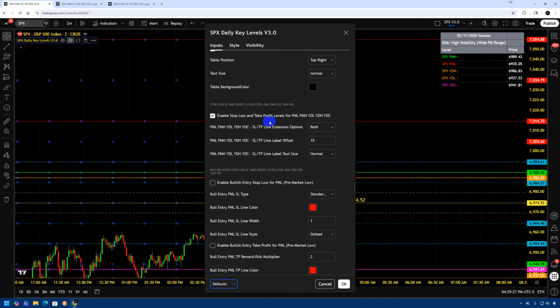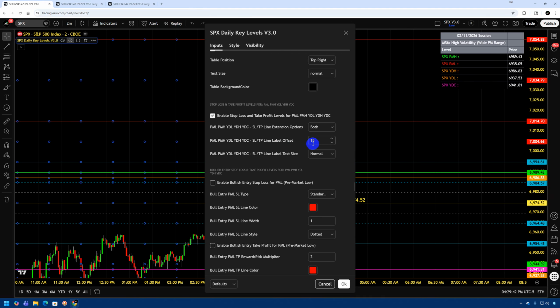Here we have the master switch as we talked about. These are the stop loss and TP line extension options. The default is both, meaning both directions. You can change that if you prefer.